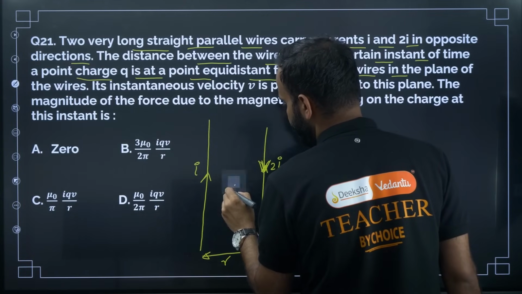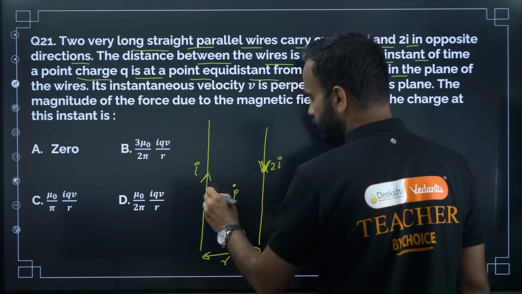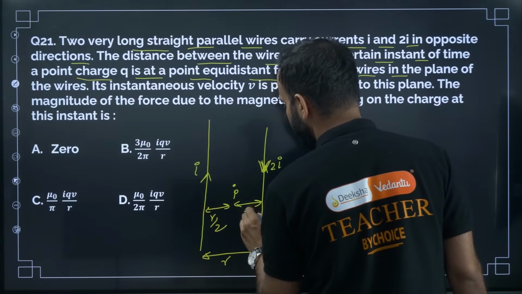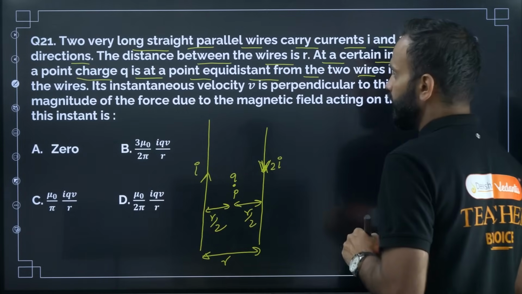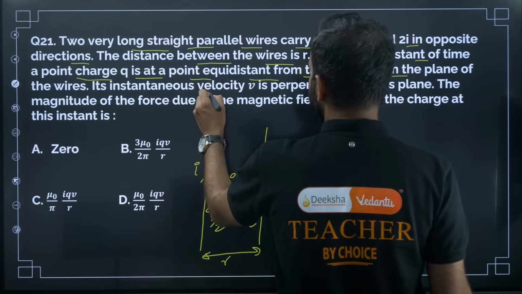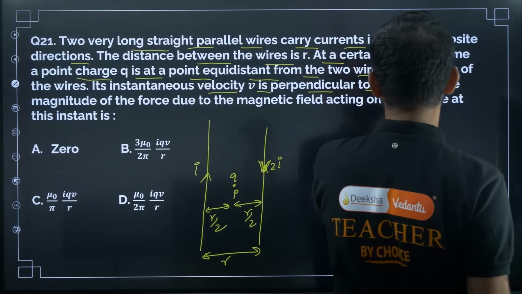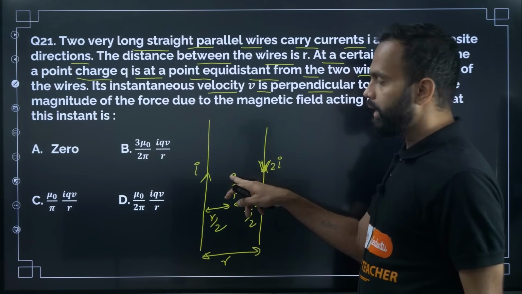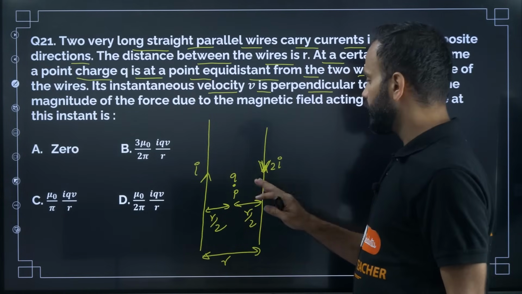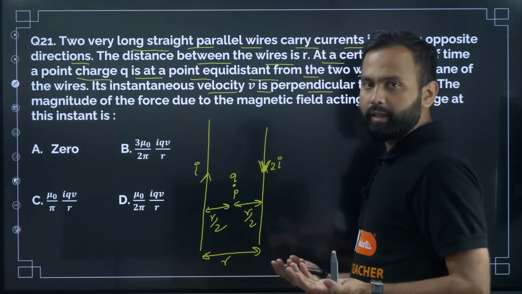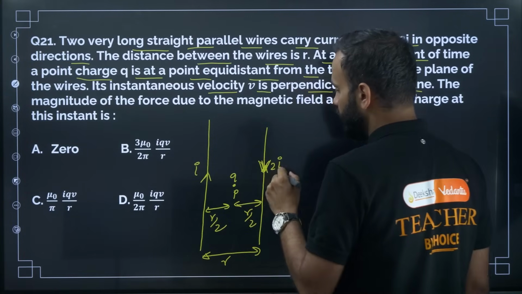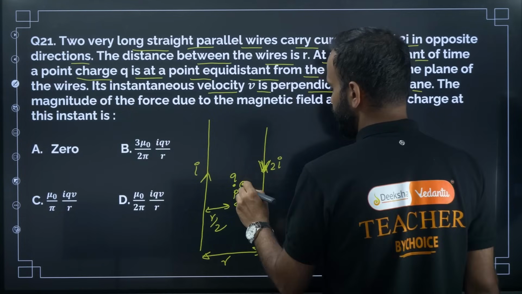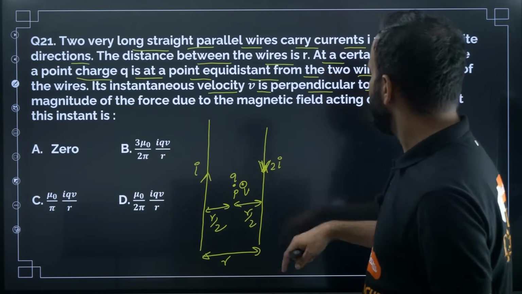So this is the point P, okay? This is equidistant from these two wires, that is R by 2 and R by 2. Here the charge Q is placed, right? Its instantaneous velocity is V, perpendicular to this plane, okay. The instantaneous velocity of this charge is V, perpendicular to the plane, either outward or inward. You can consider either way. I am considering outward. This is the instantaneous velocity V, perpendicular to the plane, okay.